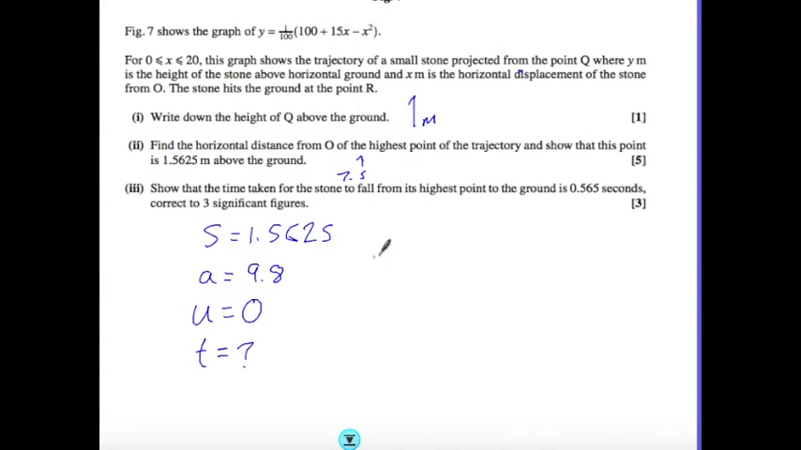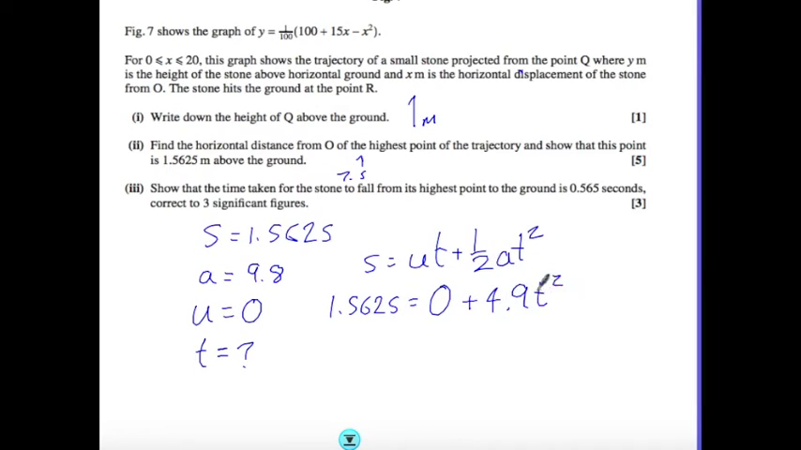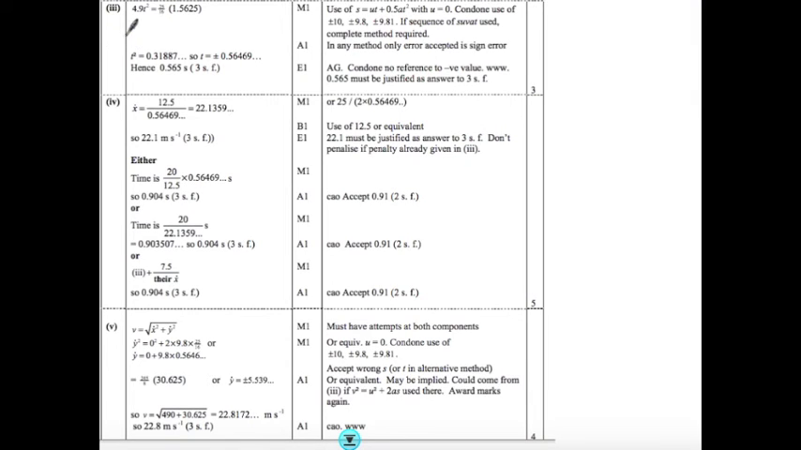So we can use s equals ut plus a half at squared. So we get 1.5625 equals 0 plus 4.9 t squared. So t squared will equal 1.5625 over 4.9. And then if you square root that, I pray for you that you get 0.565. So let's double check that with the mark scheme. And they're in agreement. They've done a similar thing, so you can use s equals ut, etc.